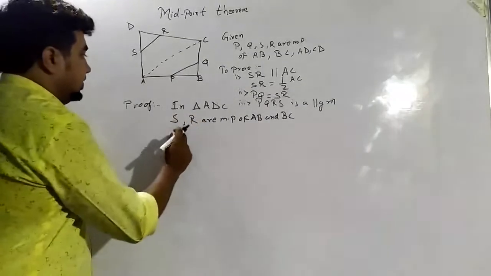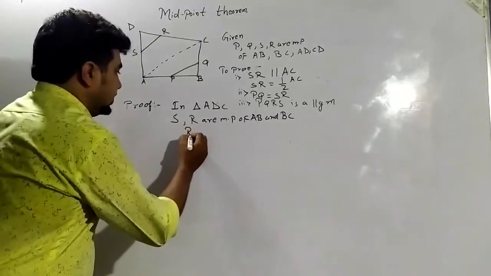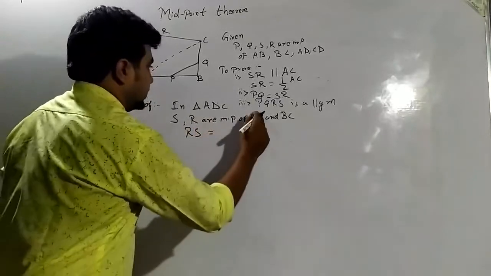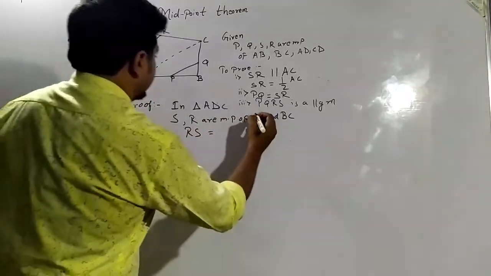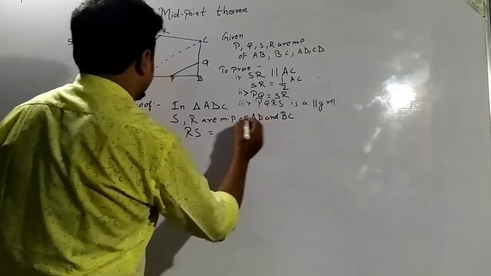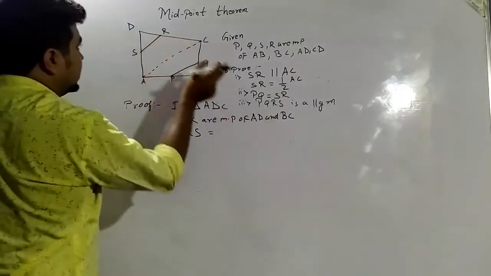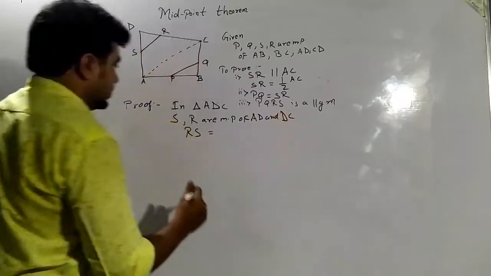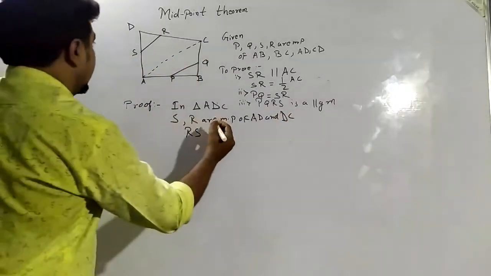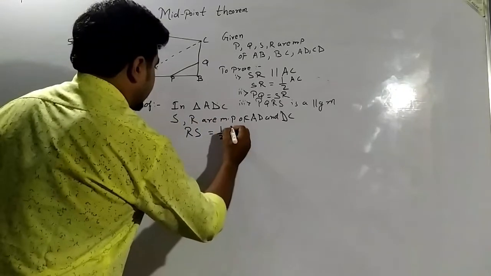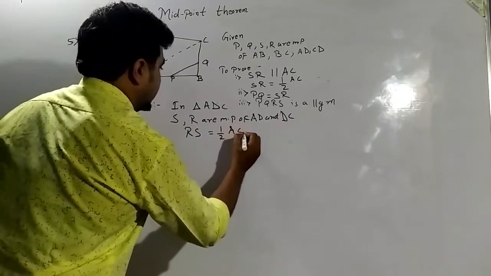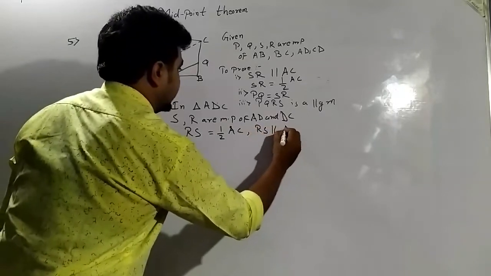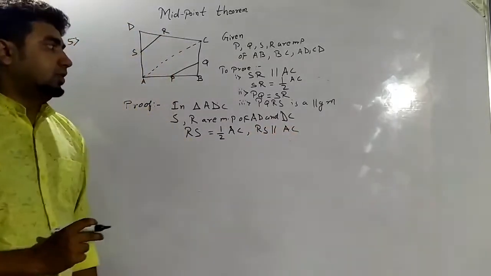If these are given, then the line joining S and R, or RS, will be half of AC. This will be AD, and S is the midpoint of CD, or DC also we can say. So from here we are getting RS will be half of AC and RS will be parallel to AC. So first part we have proven.